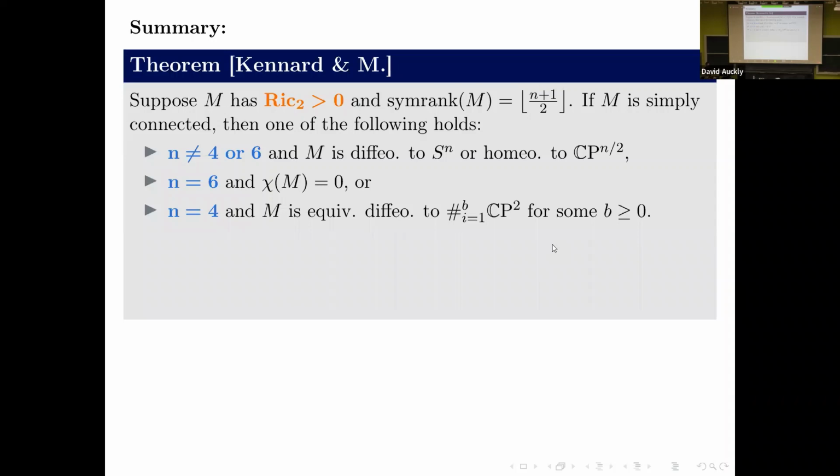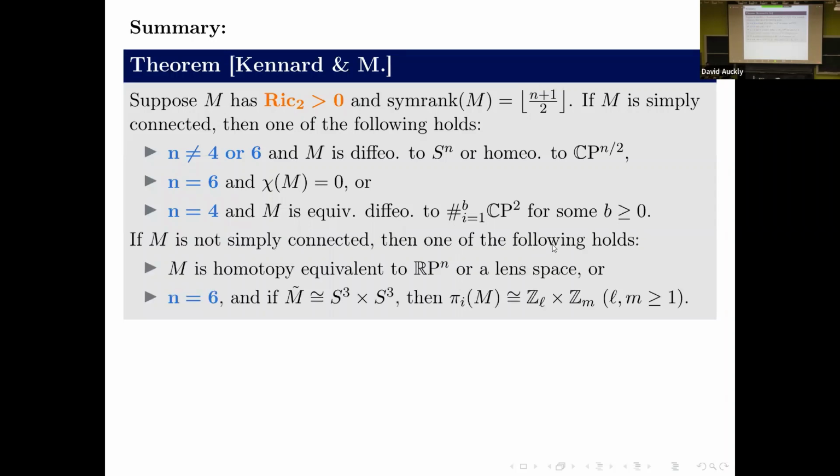I've been dealing completely with simply connected manifolds, so I just want to point out that we did consider the non-simply connected case. You either get homotopy equivalents to real projective space or a lens space, or in dimension 6, we need more examples or we need more restrictions. But if in dimension 6 your universal cover is S3 plus S3, this is what we end up with.